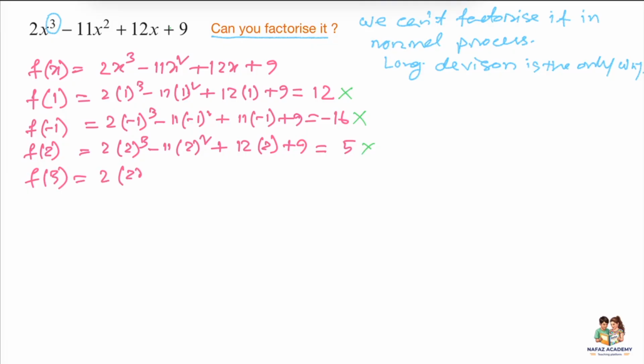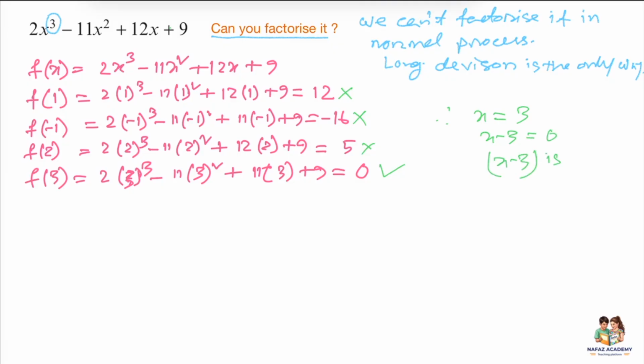I'm using now 3. 3 squared plus 12 times 3 plus 9. What is the result? 0. Wow, it is 0. So we substitute 3 and we figure out the 0. So x minus 3 is our factor. x minus 3 is our divisor.